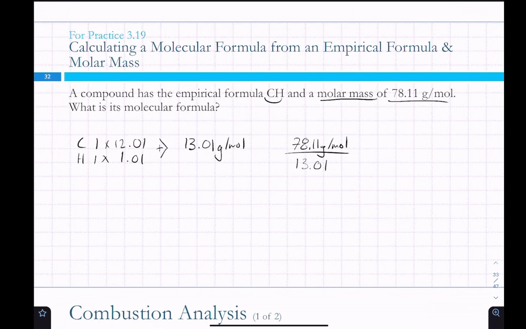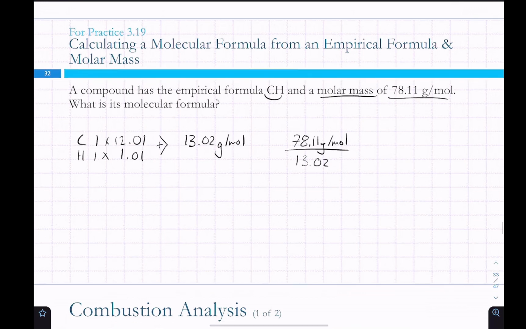Oh, sorry, 13.02. This is where mental math gets you into trouble. So 78.11 divided by 13.02. 5.999, which is 6, right? Some random or systematic error.